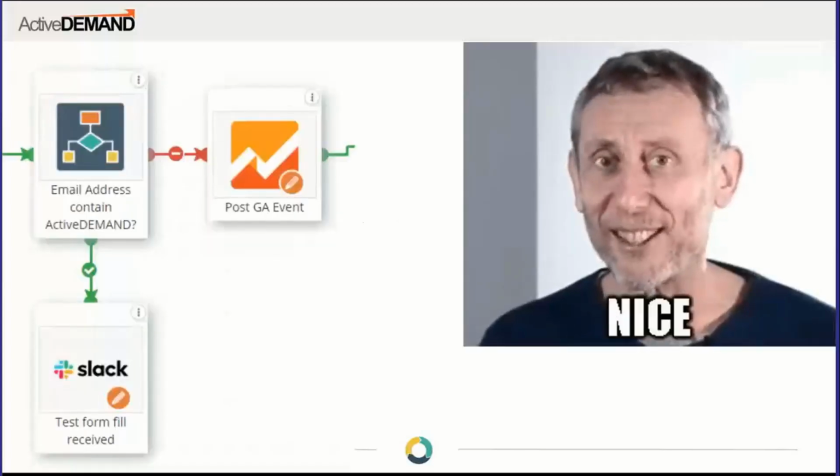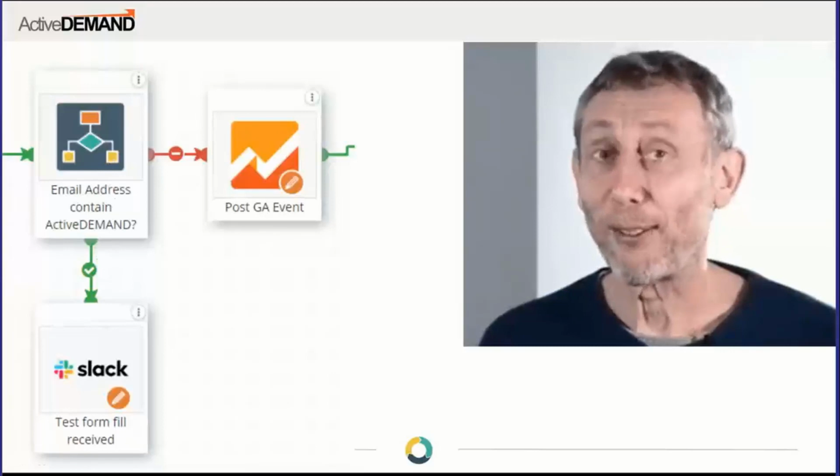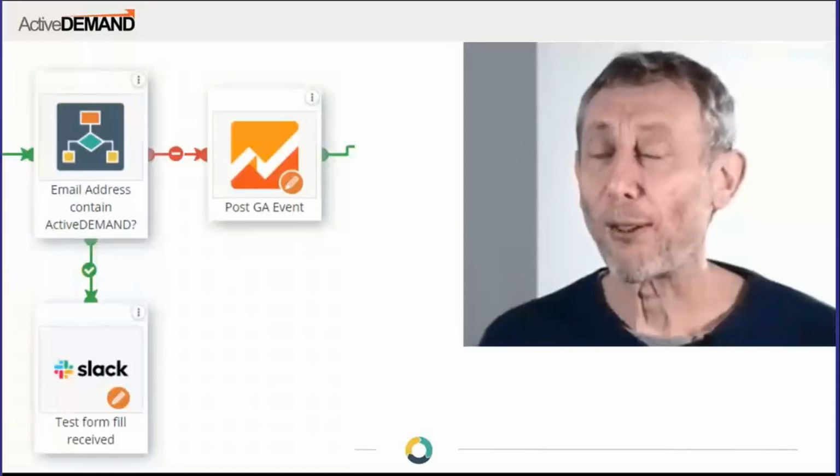What does it look like? Just like this. So you can see here that we have a decision on the left-hand side. Email address contains ActiveDEMAND. So if it's a test one, we send this, and this is a real branch in one of our workflows. So if we do a test form fill and the email address contains ActiveDEMAND, we don't post an event. That's a test form fill. And for test form fills, we just send it to our Slack. So that's how we notify ourselves. If you don't use Slack, you could send yourself an email, send yourself a text message, whatever you need to do for your troubleshooting. We like to use Slack.